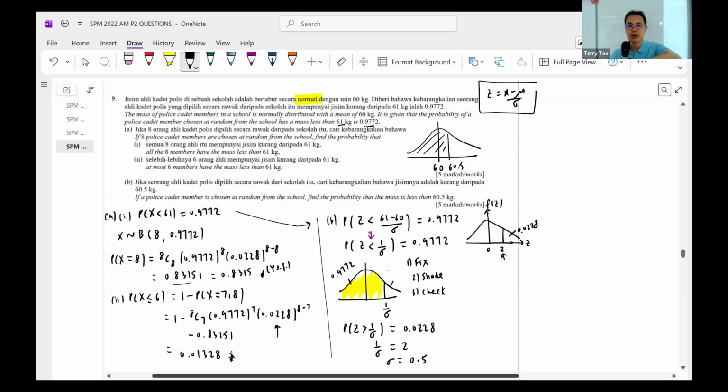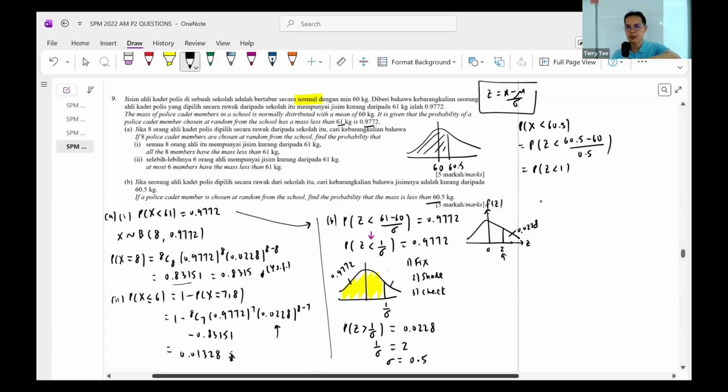But now we're going to find what? The probability that the mass is less than 60.5. You want the mass to be less than 60.5. Okay, let us standardize. Change x to z. 60.5 minus your mu. Your mu is 60. What's your standard deviation? 0.5, isn't it? Mean is 60, standard deviation 0.5. So 60.5 minus 60 is 0.5. 0.5 divided by 0.5 is 1.